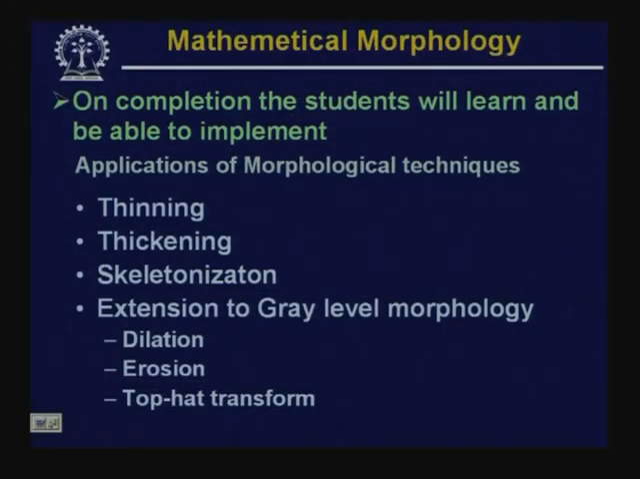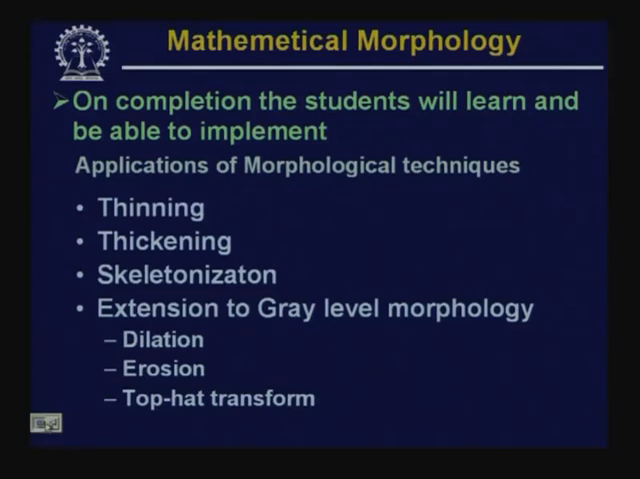Then, so far, whatever we discuss till skeletonization is on binary images, the application of morphological techniques on binary images. Then we will see how to extend these morphological operations to gray level images. So, we will call it gray level morphology, and we will see a few morphological operations like dilation and erosion, which is nothing but an extension of the binary morphology to gray level morphology, and a particular application like the top hat transform that we are going to discuss in today's lecture.